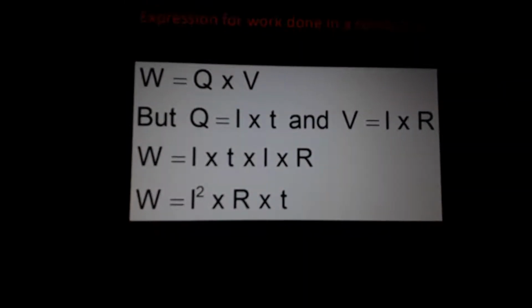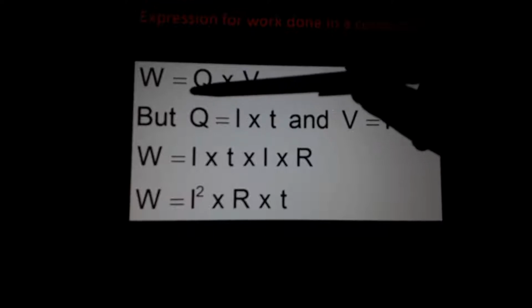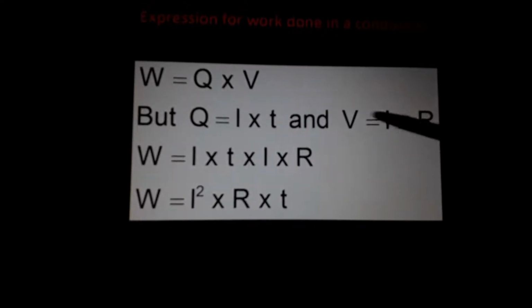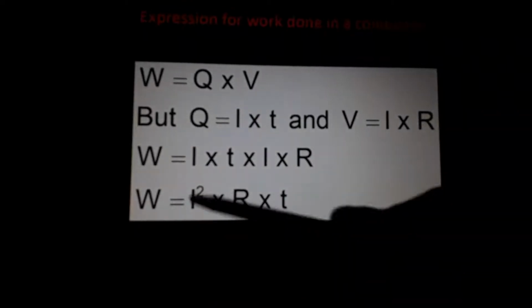So you already know about the work done. We have an equation: voltage, the potential difference, is equal to the work done to take a unit charge from one place to another. This equation we can apply: W is equal to Q into V. But Q we know, I into T. Equation for current, rate of flow of charges, Q by T, Q by T is I. And V is equal to IR by Ohm's law. Just substitute this in. We will get work done W is equal to I square RT. This is the main equation for work done or heat generated.